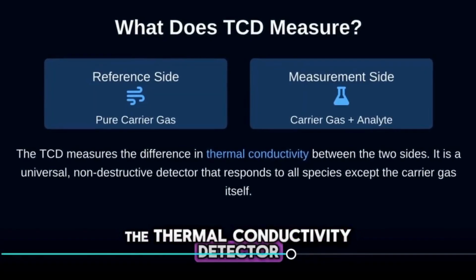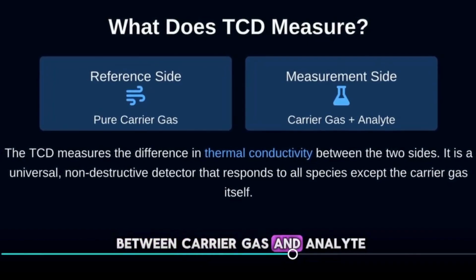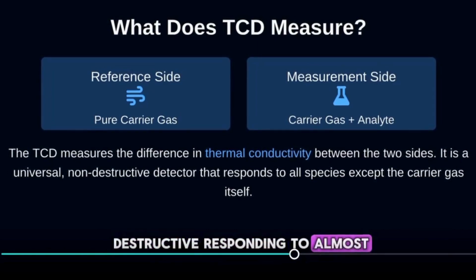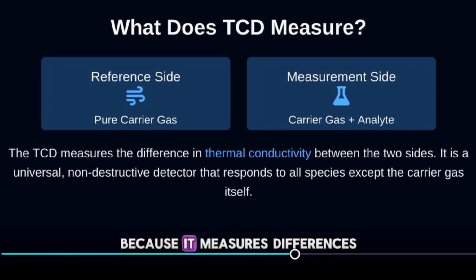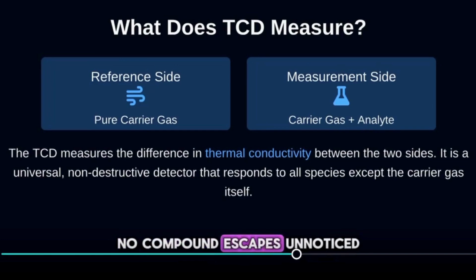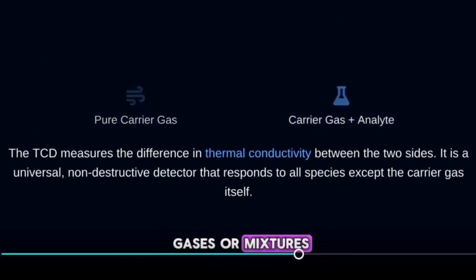What does TCD measure? The thermal conductivity detector, TCD, compares heat flow between carrier gas and analyte. It's universal and non-destructive, responding to almost all compounds. Because it measures differences in thermal conductivity, no compound escapes unnoticed. TCD is reliable, simple, and ideal for permanent gases or mixtures.